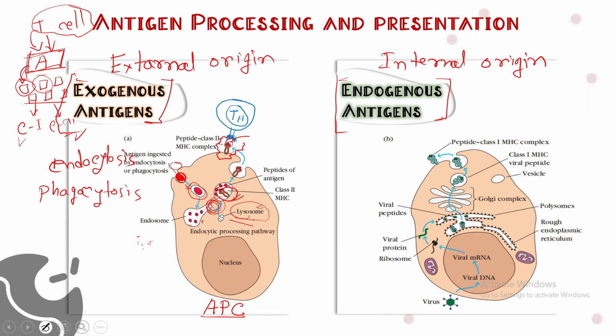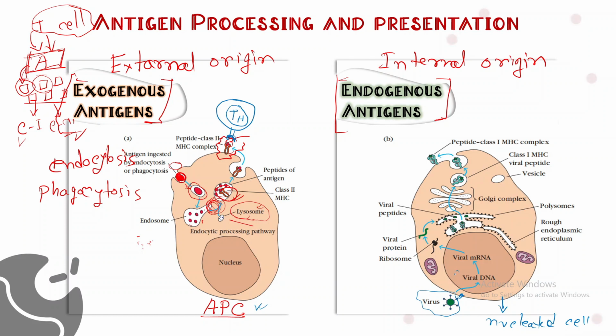Now in terms of endogenous antigen, let's see the process. Let's say this is a virus, and this virus inserted its DNA into this cell. Endogenous antigen is produced from all types of nucleated cells. It is not produced from antigen presenting cells. Antigen presenting cells always produce exogenous antigen, and all types of nucleated cells produce endogenous antigen.